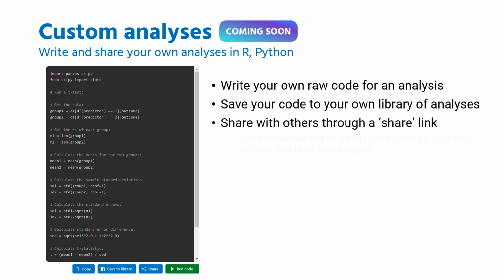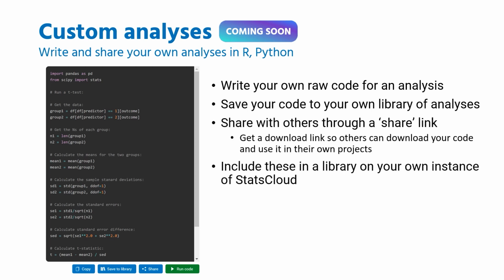So what you can do with this new feature is you can write your own raw code for an analysis. So you can see here, I've written the code in Python for running a t-test. I've broken it down step by step, and I've got the t-statistic down at the bottom there. I must admit, I haven't checked that code, so there might be a typo in there. I think it's okay. But once you've got that code, you can do things with it.